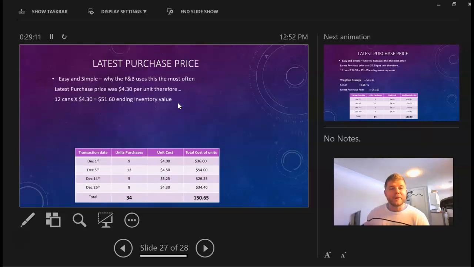And then the latest purchase price is the $4.30. We'll just assume that they're all worth $4.30. So we go 12 cans by $4.30, it's $51.60. That's our ending inventory value.